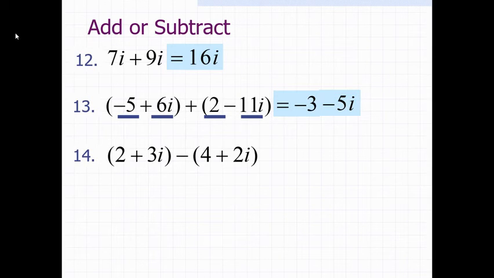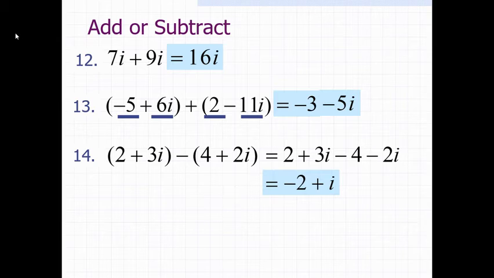All right, this one's a little tricky because we have a negative, so you want to distribute the negative first and then combine the real parts and the imaginary parts. What do you think you're going to get for the answer? Okay, notice that we'll get 2 plus 3i minus 4 minus 2i. Now that you can see the distribution a little clearer, what's going to be our answer? That's right, our answer is just going to be negative 2 plus i.